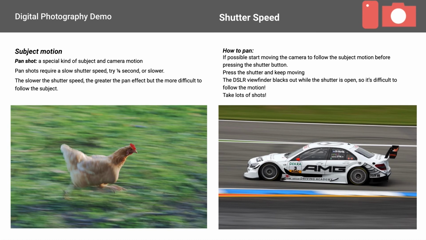The tip is, if you're photographing a race car or a chicken, what you want to do is start following the motion if you can before you take the picture. Press the shutter button and keep it moving. The DSLR viewfinder will black out while the shutter's open, so it's difficult to follow the motion. This is tricky and requires a lot of coordination. So if you're aiming for a pan shot, I recommend that you take lots of pictures, because chances are the first one or two aren't going to work out that well.